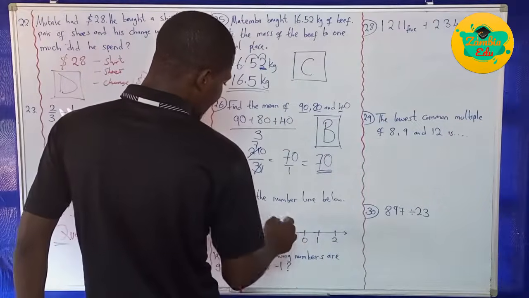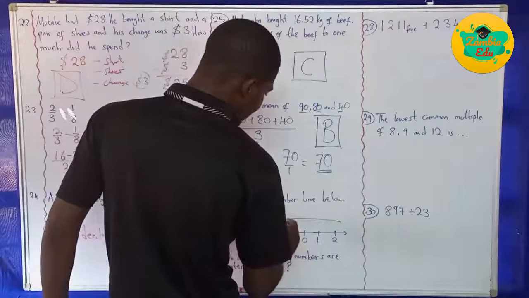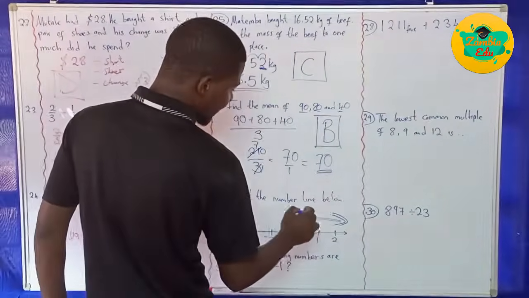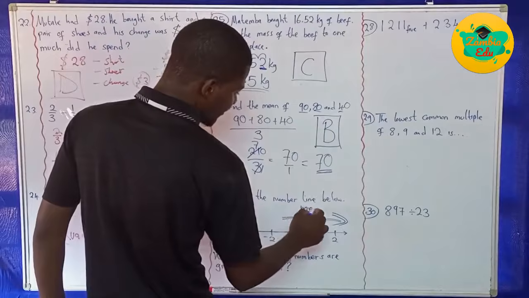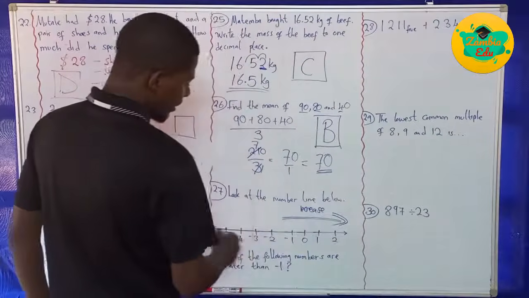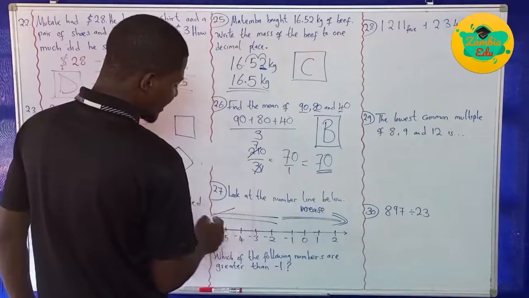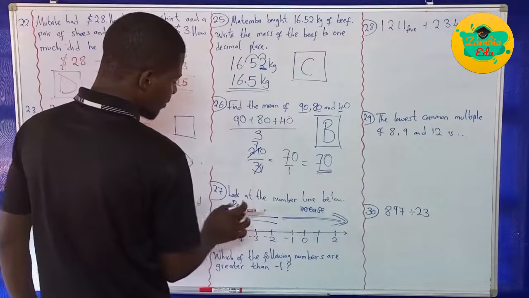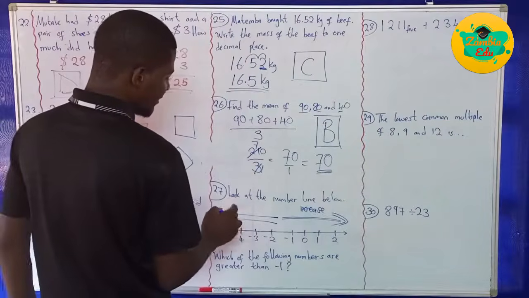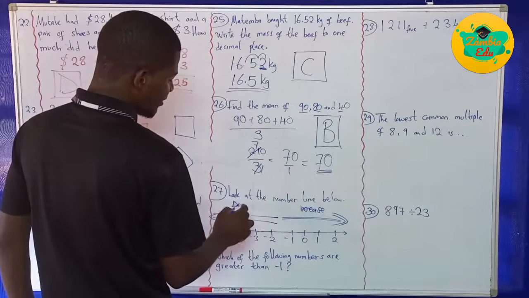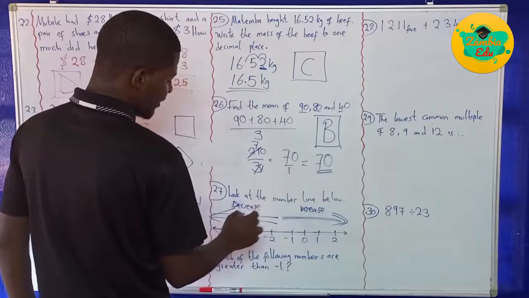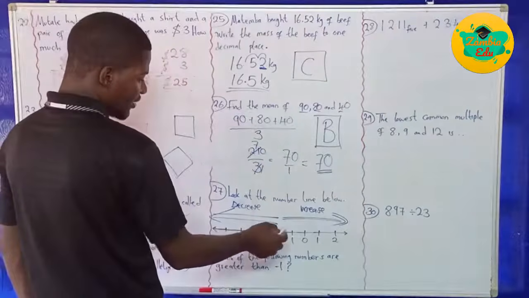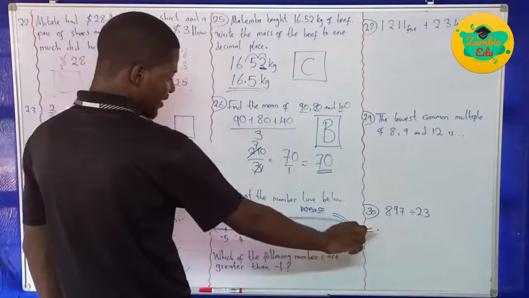As you go towards the right, numbers are increasing in value. But as we go the opposite side in the negative direction, we reduce in value, or decrease in value. So as you go this side, you are reducing the value. As you go this side, you're increasing in value.